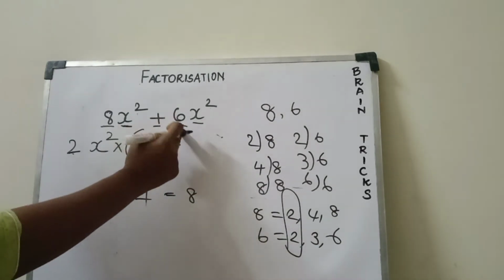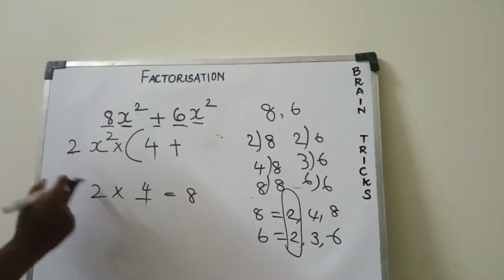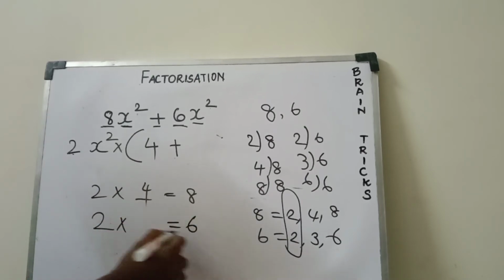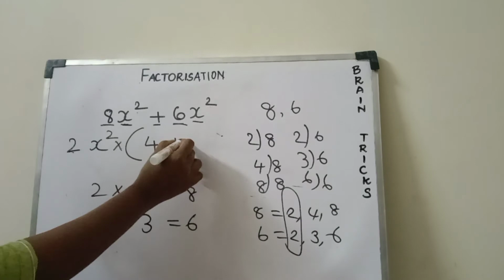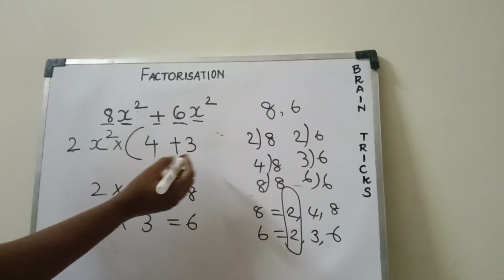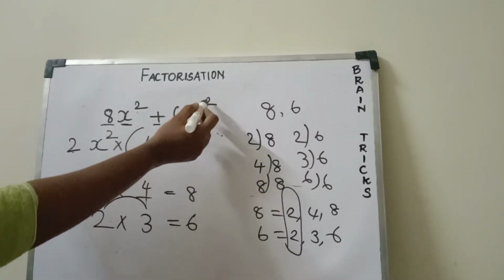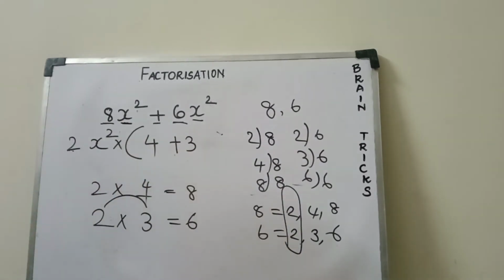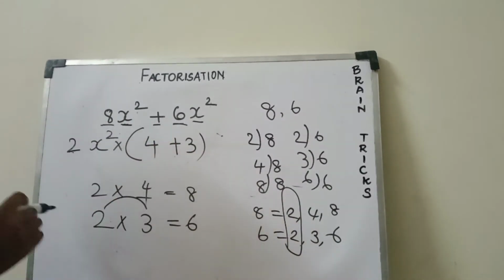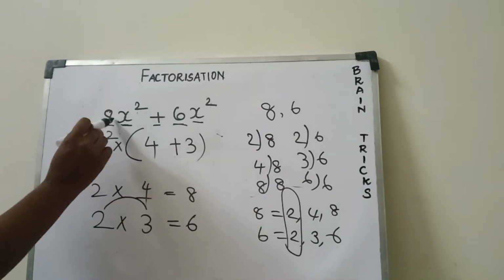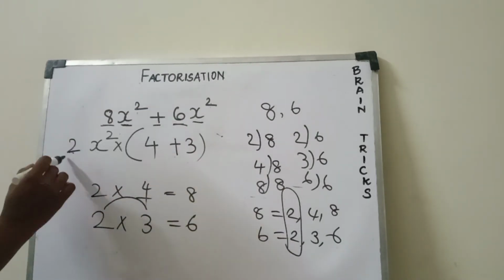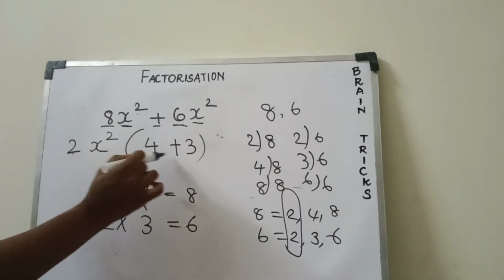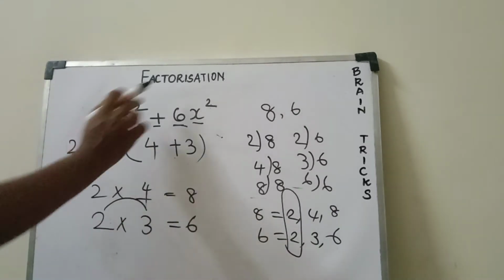Next I have the numerical value 6. Next here I have 2. What number I have to multiply with 2 to get 6? 3. So 2 3s are 6. Next move on to the variable. Here I have x power 2. Here I have x power 2. So there is no need to multiply any variable. So the final value is factor of 8x power 2 plus 6x power 2 is 2x power 2 of 4 plus 3. This is the factor of this one.